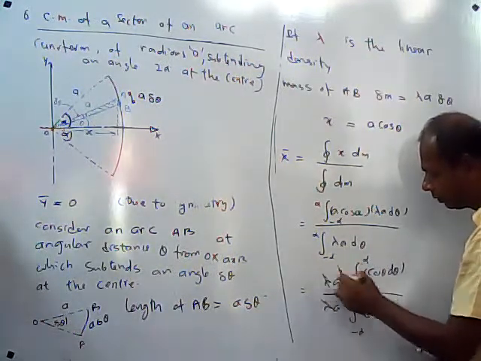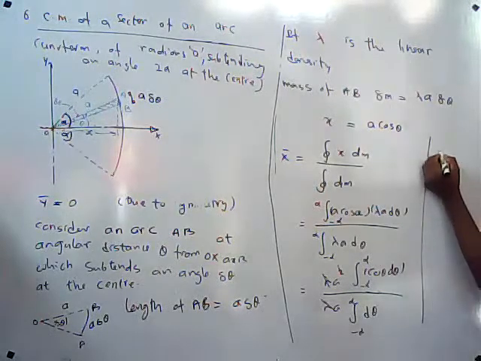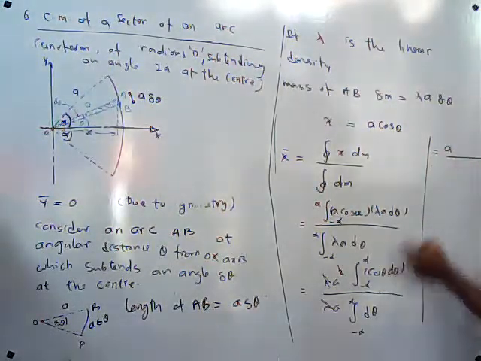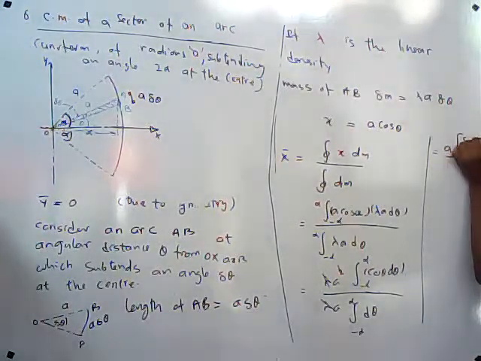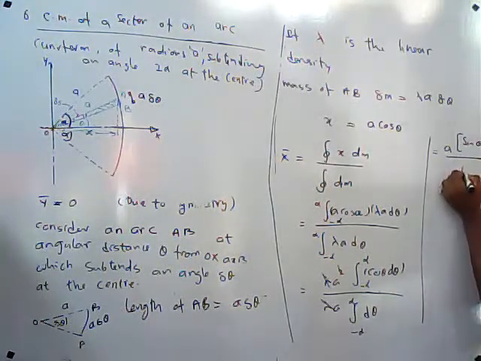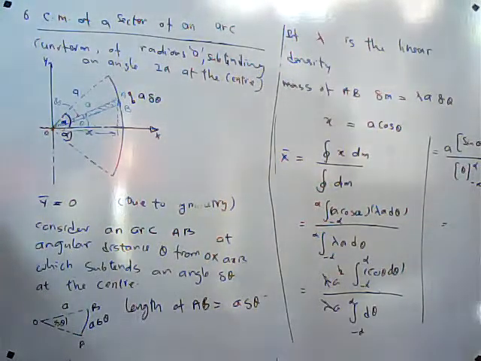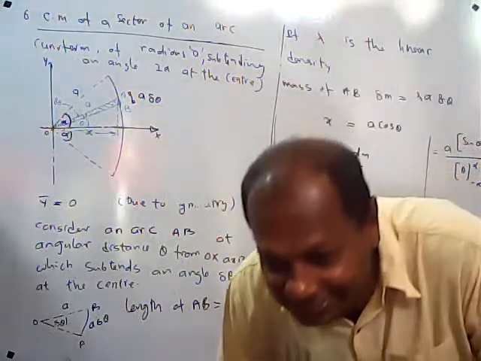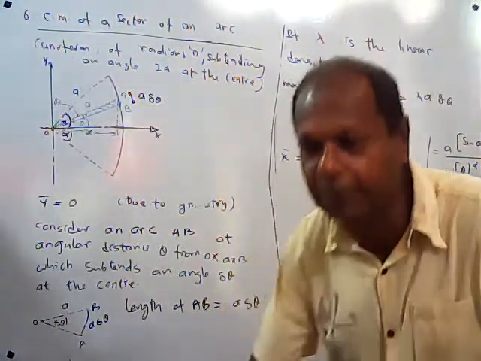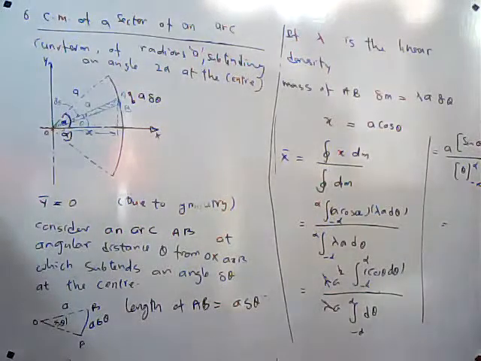Lambda a gets cancelled, taking a out. Cos theta will give sin theta, and d theta will give theta, from minus alpha to plus alpha. Finally, a sin alpha over alpha.